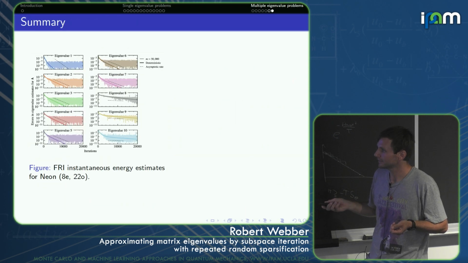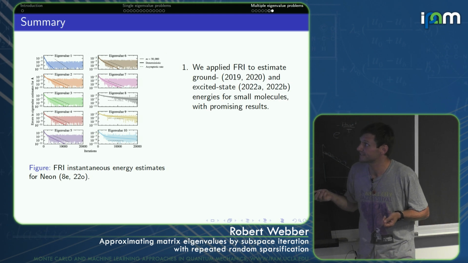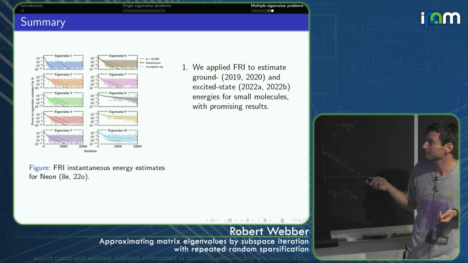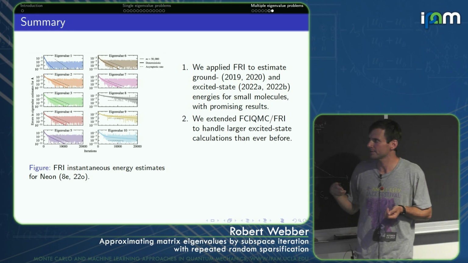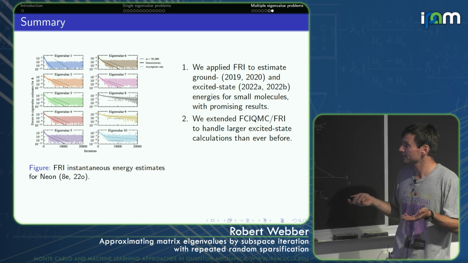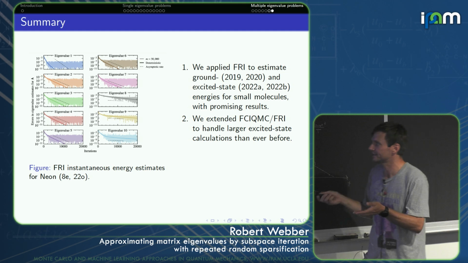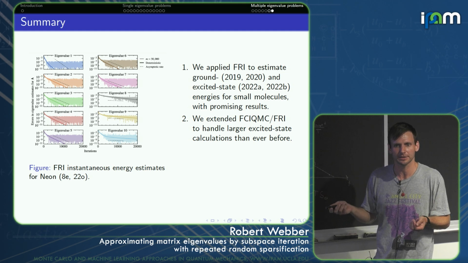And the summary is we've applied FRI to estimate ground and excited state energies now, in 4 papers for small molecules. It's been pretty promising. In particular, these applications I showed you on the previous slide, we're pretty sure these are the largest excited state calculations that have been done with FCI-QMC or FRI.